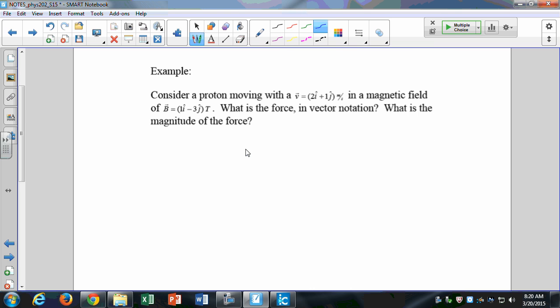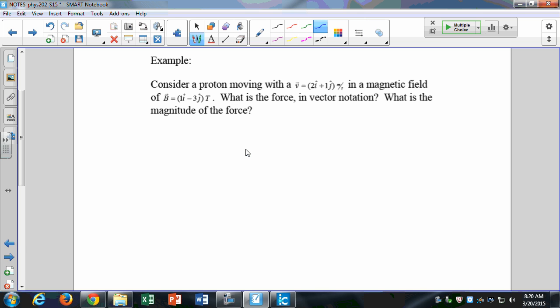All right, let's look at this example. I have a proton that's moving at this velocity, 2i plus 1j, in a magnetic field, 1i minus 3j. I just want to know what is the force in vector notation and what is the magnitude of the force. Let's just do this cross product. Remember, the force is qv cross B. If you want to express it in terms of e, the fundamental unit of charge, that's fine. So we don't have that 1.6 times 10 to the minus 19.